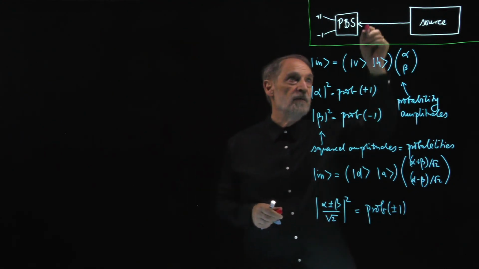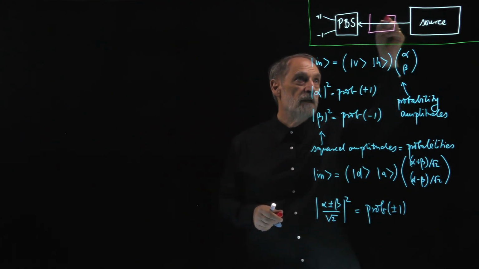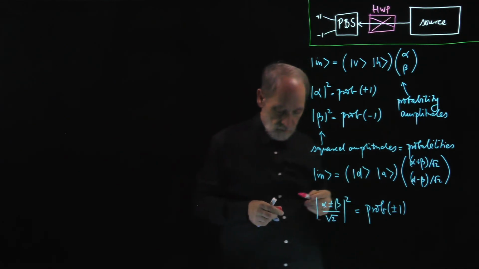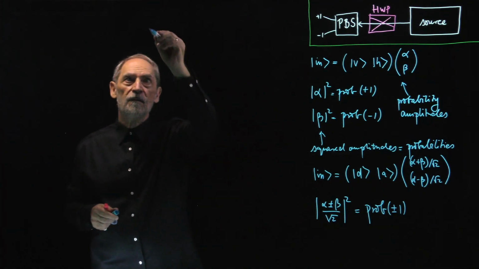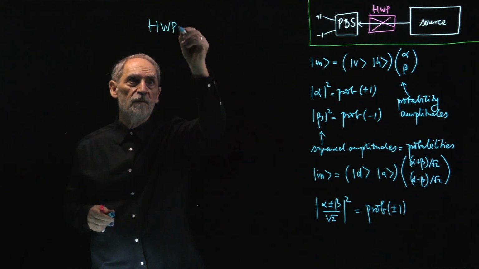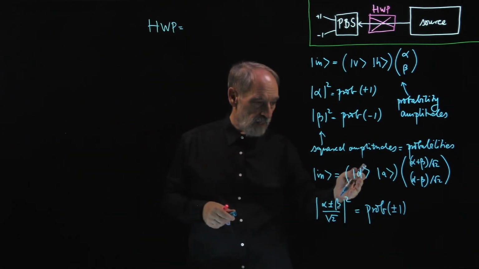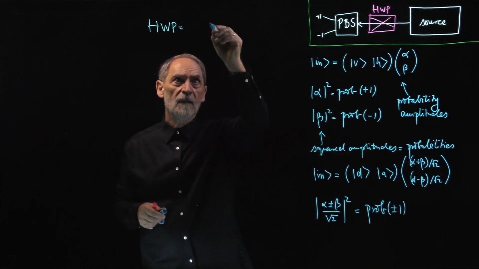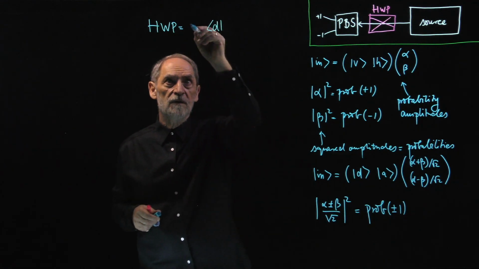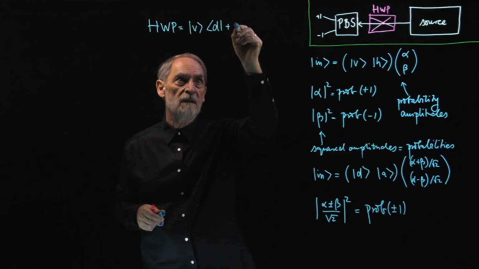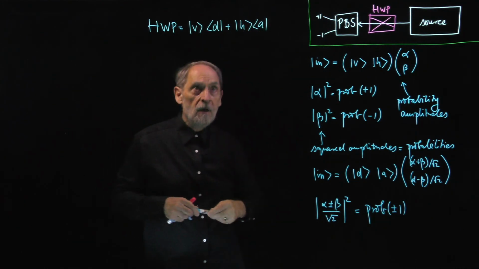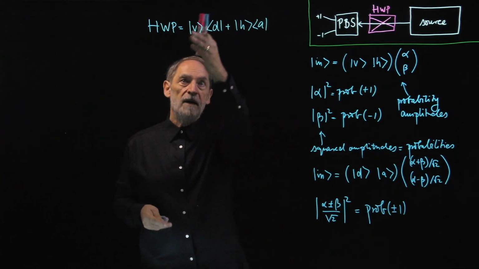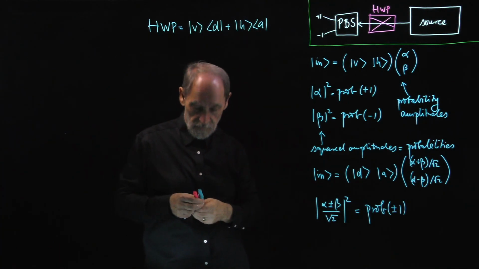So this is achieved by having a half-wave plate at 22.5 degrees. So this half-wave plate converts diagonal polarization into vertical polarization and anti-diagonal polarization into horizontal polarization. So it's described by this sum of two ket bras.